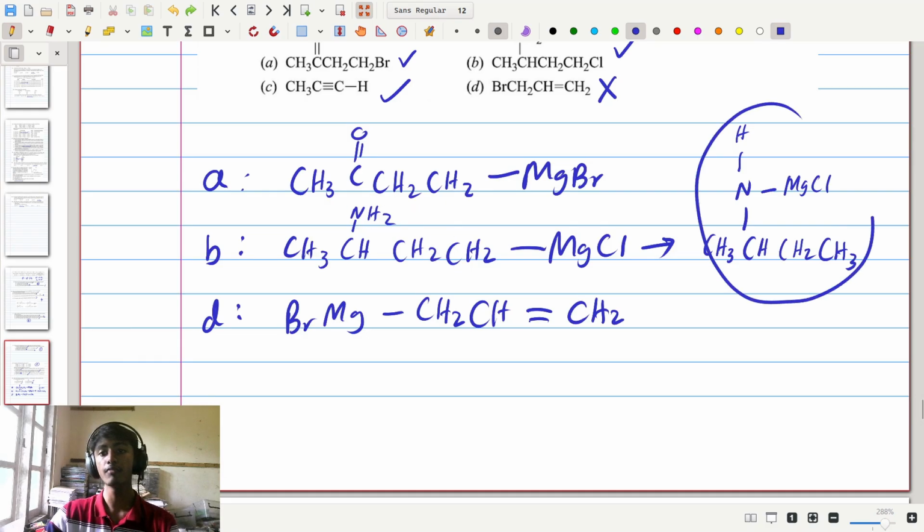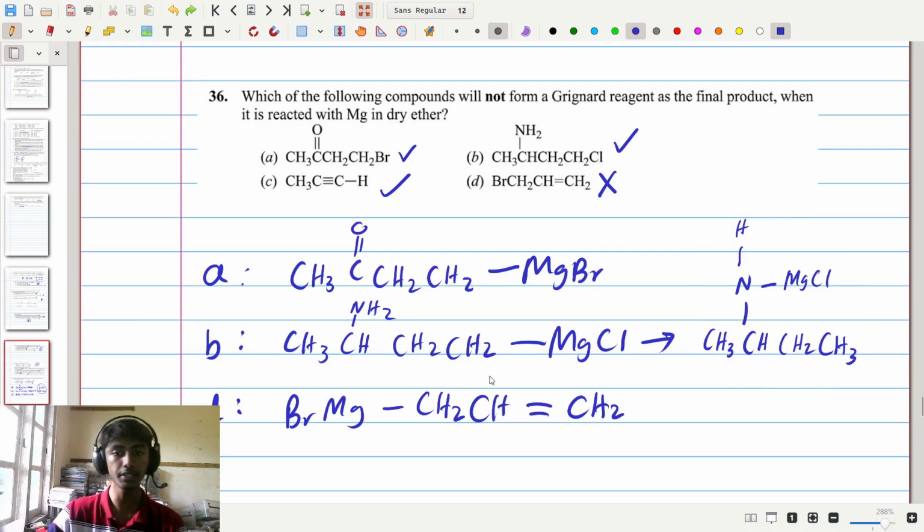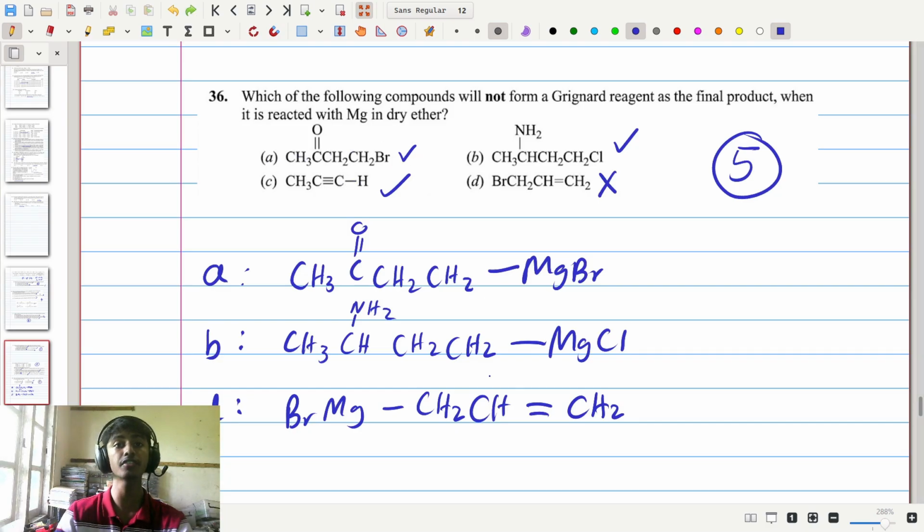Due to that, we will not have this compound remaining as a Grignard reagent, so therefore it is also a correct answer for this question. Due to that, A, B and C are all correct answers, and since A, B and C all being correct is not an answer in our answer key, the correct answer here is answer number 5. The answer to question number 36 is answer number 5.